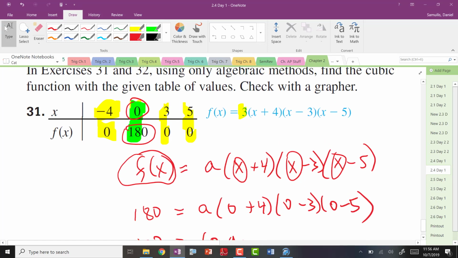And then you can see why. Do not multiply this out. Okay, so leave the final answer in factored form. The whole point of this is to find what that a value is. And I'm telling you, this coordinate right here determines what that a value is. All right, now we're done.